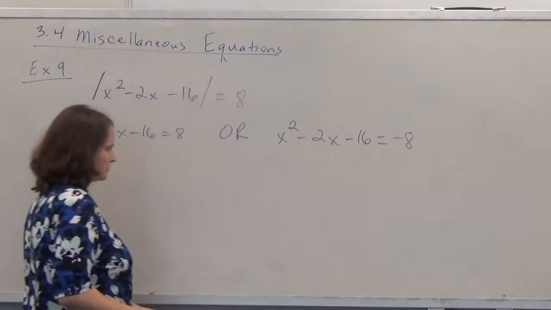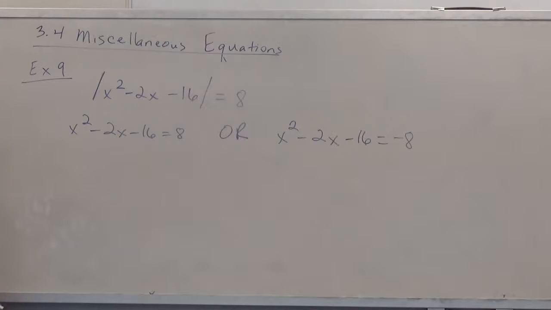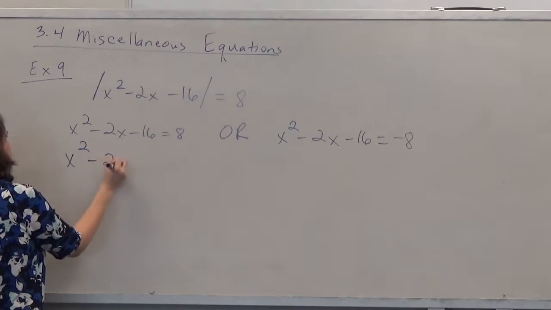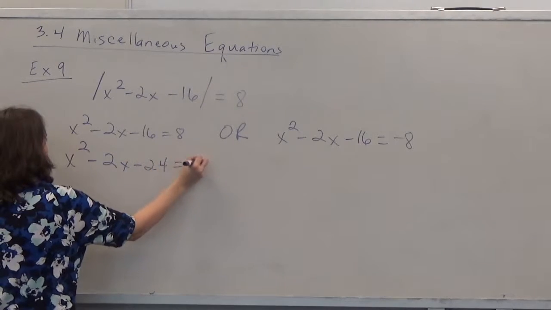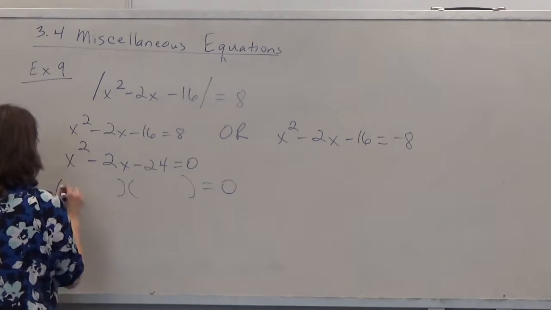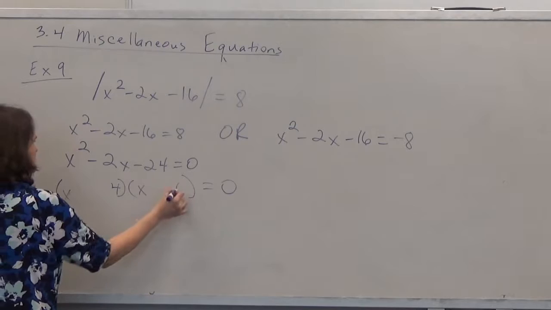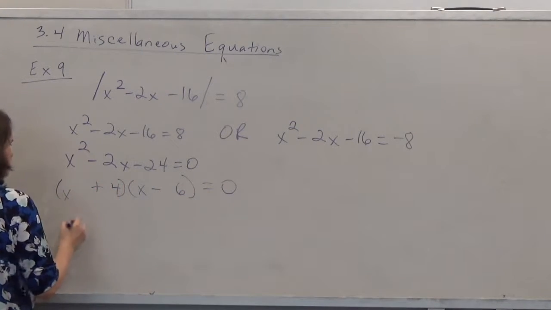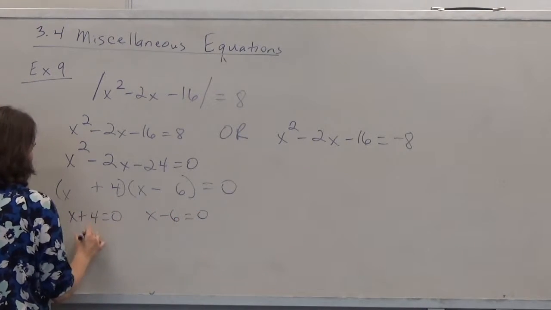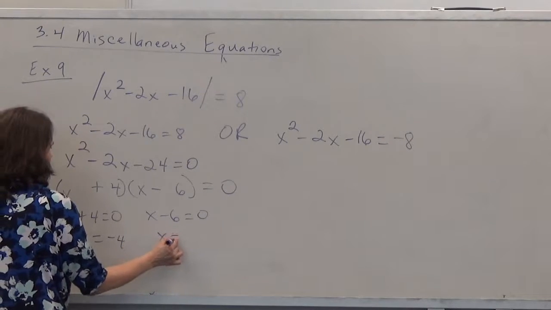Alright, so that's how I get it set up. This eliminates the absolute value bars by writing in this equivalent form. And now we've got two quadratic equations to solve. So my first one, I need to set it to 0, so subtract 8. x squared minus 2x minus 24 equals 0. And does this factor? If I do 4 and 6, make my 6 negative and my 4 positive. So I've got x plus 4 equals 0, x minus 6 equals 0, x equals negative 4, x equals positive 6.